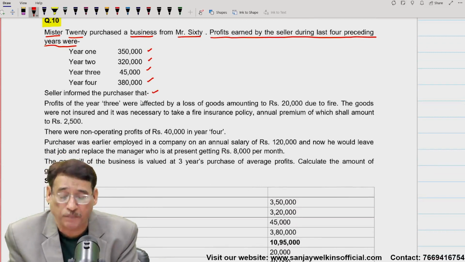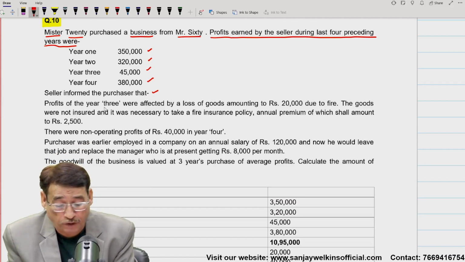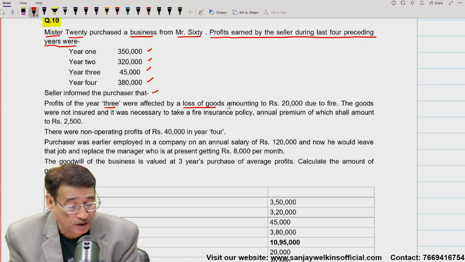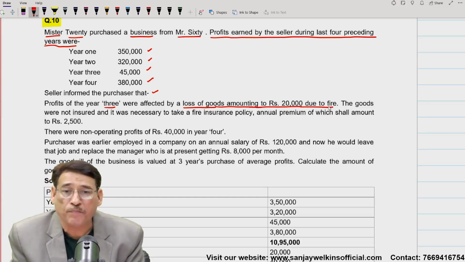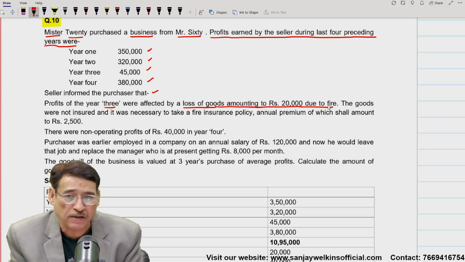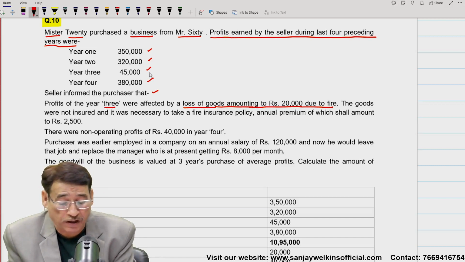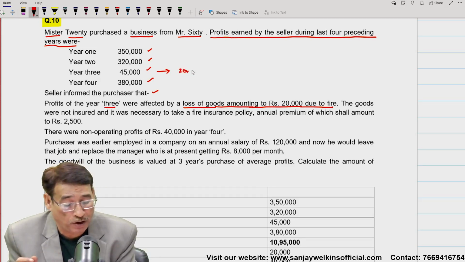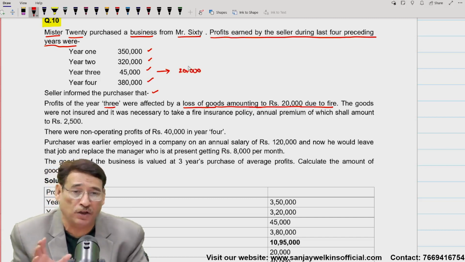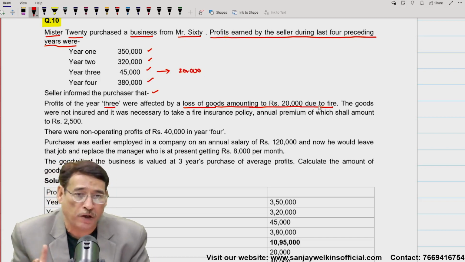He informs the purchaser that profits of year 3 were affected by a loss of goods amounting to rupees 20,000 due to fire. First of all, you can notice that profits of year 3 are quite low, and he tells the purchaser that we incurred an abnormal loss of rupees 20,000 in this particular year, and the loss took place due to fire.